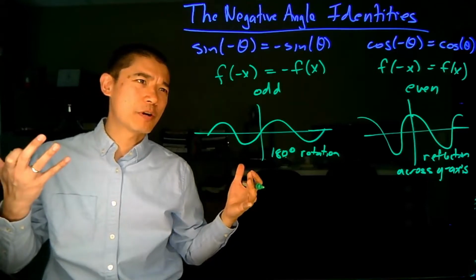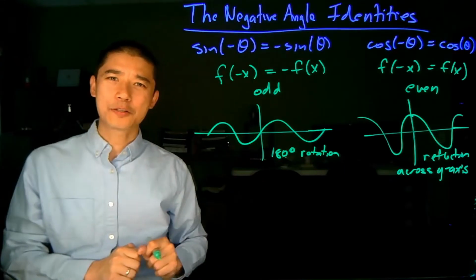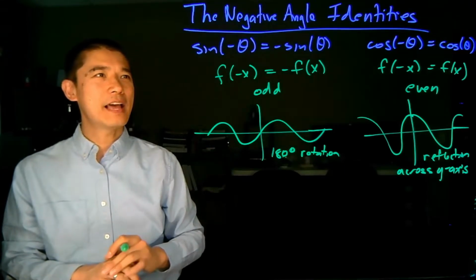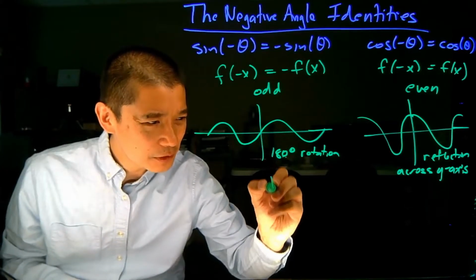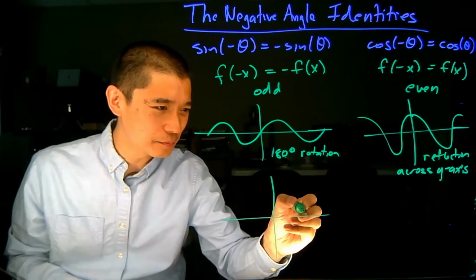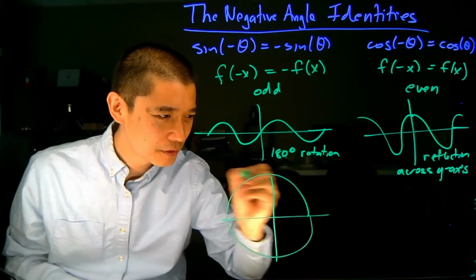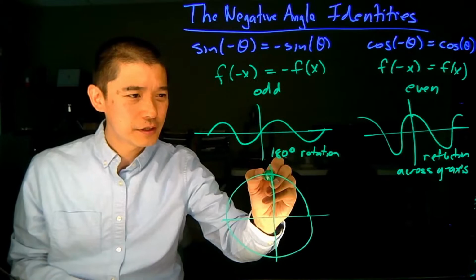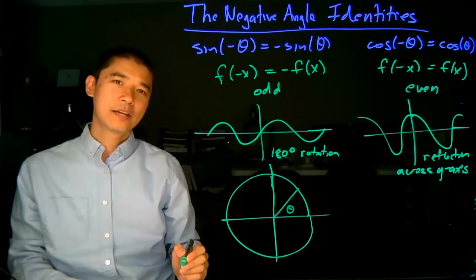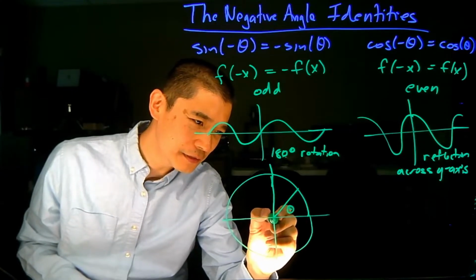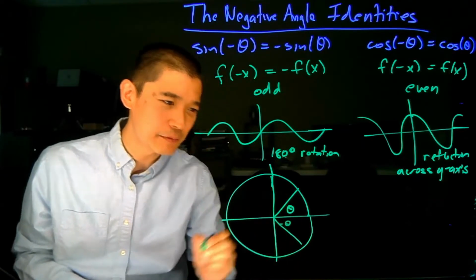Now, the question might come up, well, why are these the properties? Why is it that sine is an odd function and cosine is an even function? One way to really understand that is to go back to the unit circle picture. So here's a unit circle picture. If we pick an angle theta, then there's a corresponding angle negative theta that we can graph.